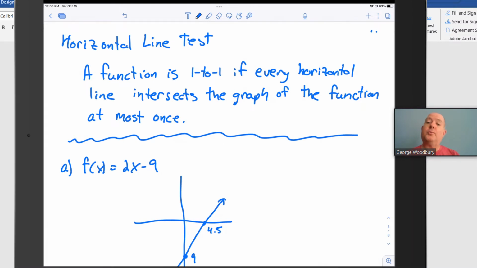Hi, I'm George Woodbury from College of the Sequoias in Visalia, California, and in this video we're going to talk about the horizontal line test and how that can tell us whether a function is one-to-one or not.